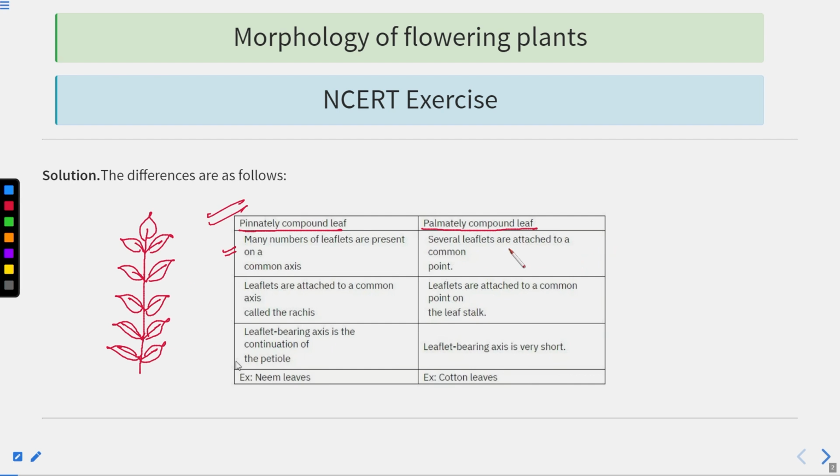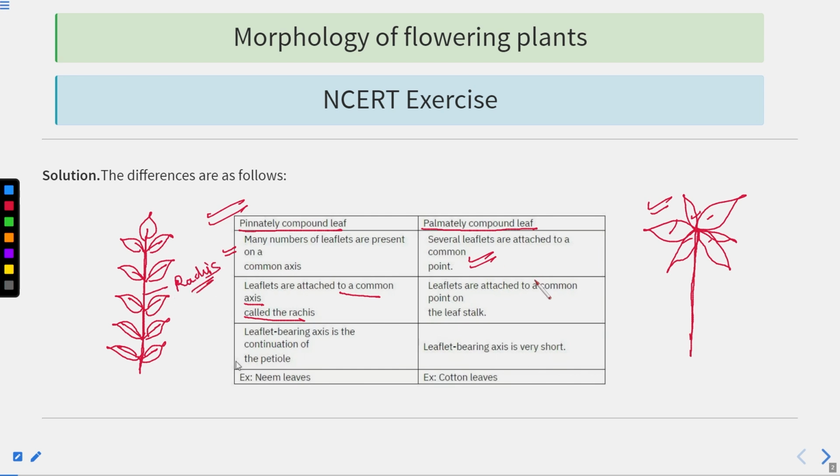Now, in palmately compound leaf, several leaflets are attached to a common point. At this particular point, you can see the leaflets are attached at a common point. So this is showing a palm-like shape. These are the fingers, and they are all attached at one particular point. So in the palmately compound leaf, the leaflets are joined at one particular point. In the pinnately compound leaf, the leaflets are attached to a common axis that is called rachis.